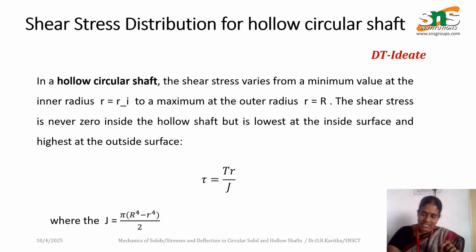Unlike the solid shaft, this shear stress will not be 0 at the center. It will be some minimum value. The formula for calculating this shear stress is the same, that is tau equal to TR divided by J. The difference is in the calculation of the polar moment of inertia J, which is pi into capital R power 4 minus small r power 4, divided by 2. Here capital R is the outer radius and small r is the inner radius.